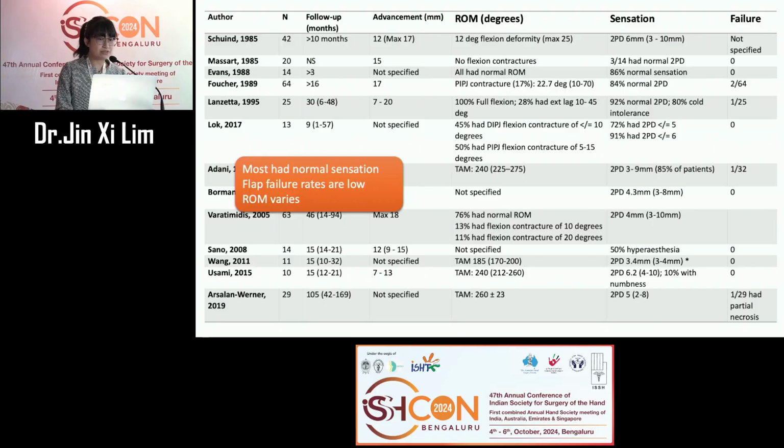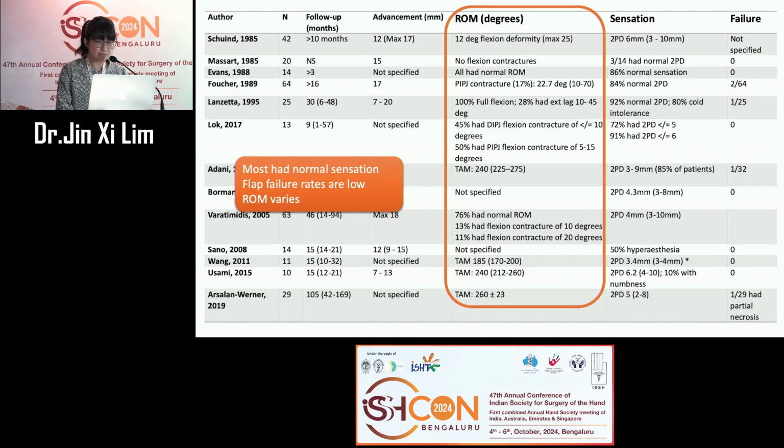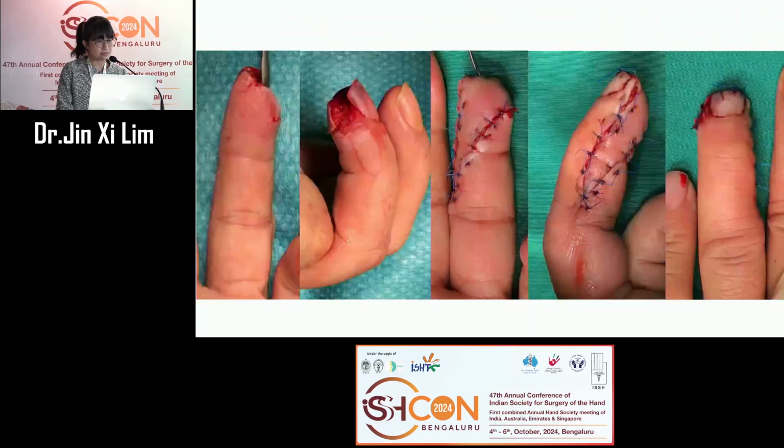Looking at the results of this flap, we can see that most can achieve normal sensation and that the flap failure rates are low. However, the range of motion varies between different series. In my experience, patients with skin that is soft and thin usually have excellent outcomes in terms of range of motion, but the workers who have very thick dermis usually get more stiffness.